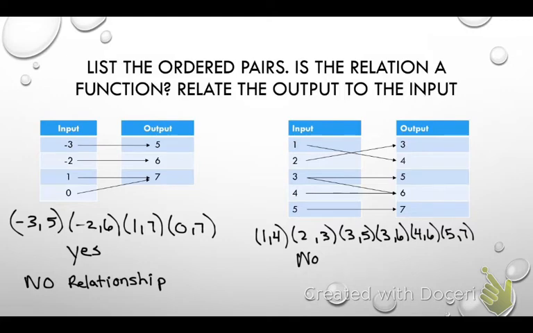Okay? So which input had two outputs? Just tell me. 3. Okay, so all you have to say is that 3 has two outputs. You're just saying which input had the two. And then, is there a relationship? There would have been had it not been for the 3. As each input increases, the output increases by 1 also. However, 3 had two outputs, so it makes it no relationship.